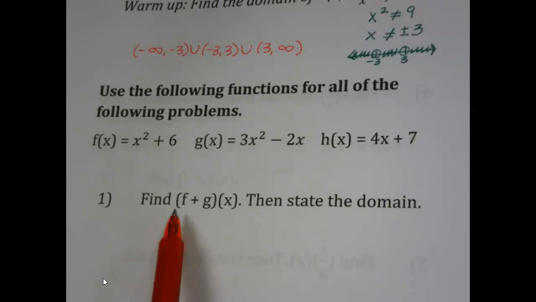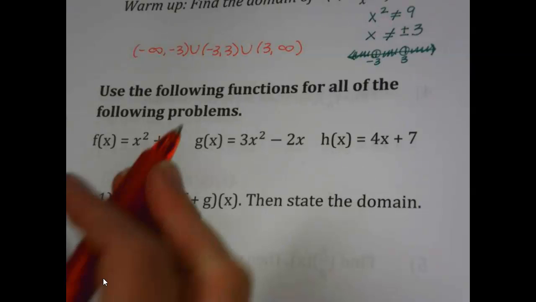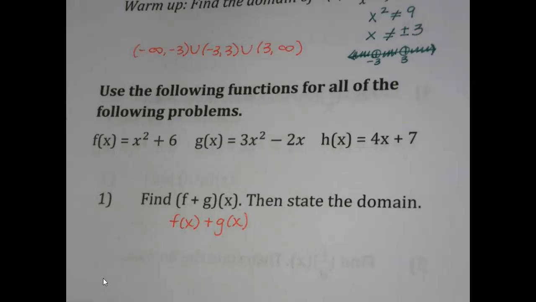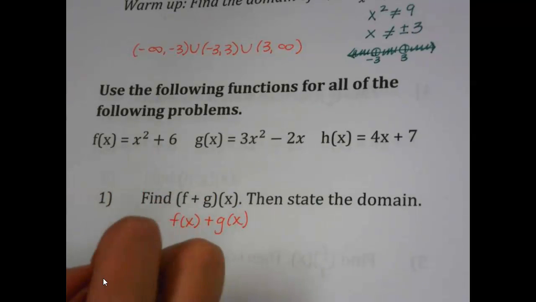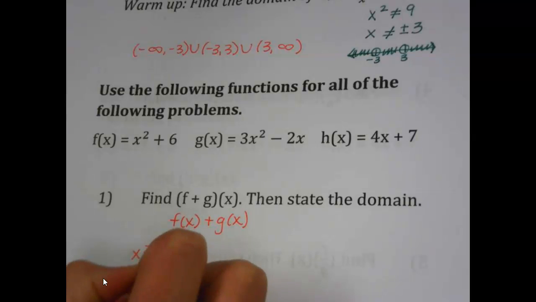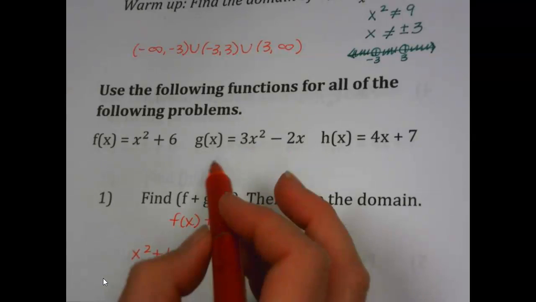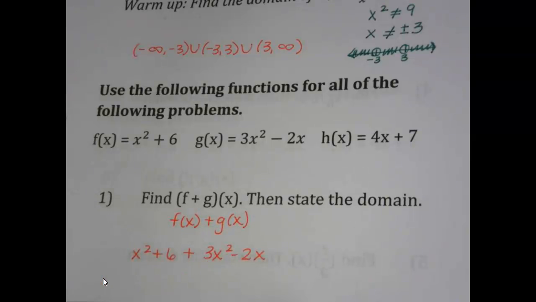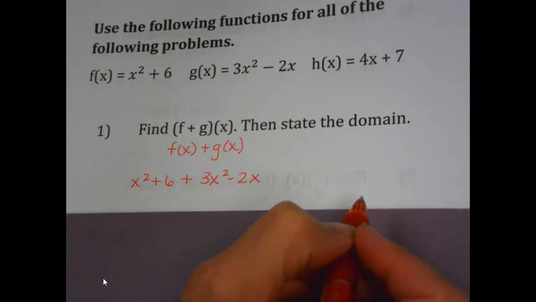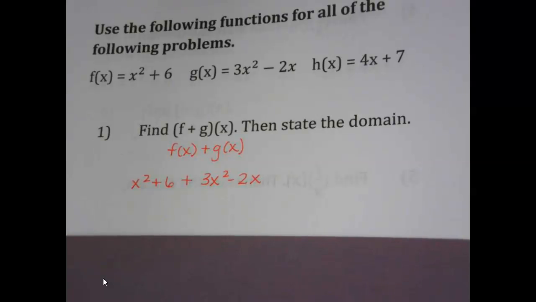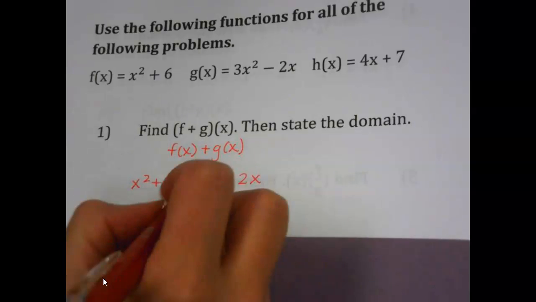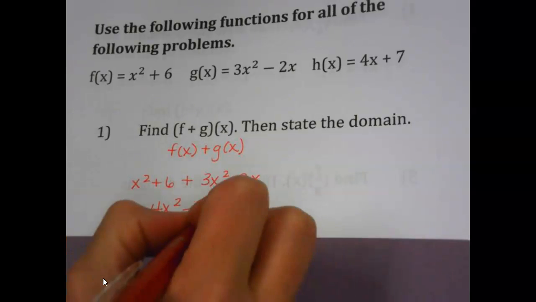So this first one, find f plus g of x, then state the domain. When it's written like this, it's no different than saying f of x plus g of x. So we're going to take the function f of x, which is x squared plus 6, and we're going to add it to the function g of x, which is 3x squared minus 2x. All we do from there is combine our like terms. So we combine those x squareds together. x squared plus 3x squared is 4x squared. There's not another x, so it just stays as negative 2x plus 6.